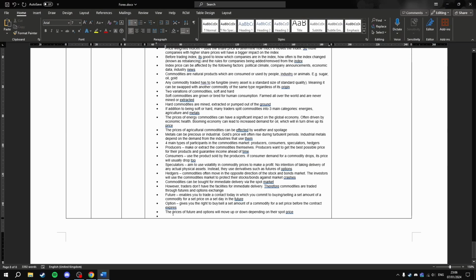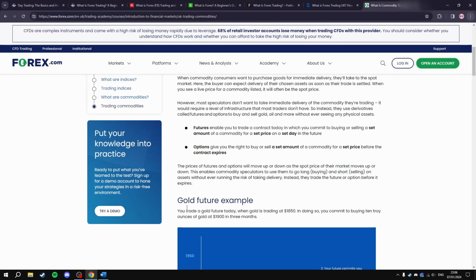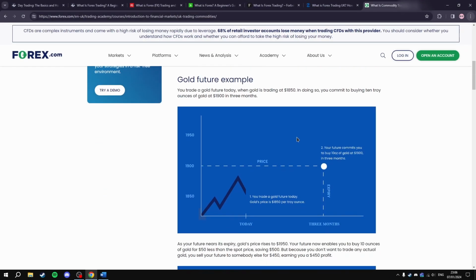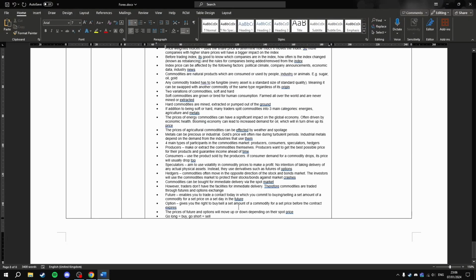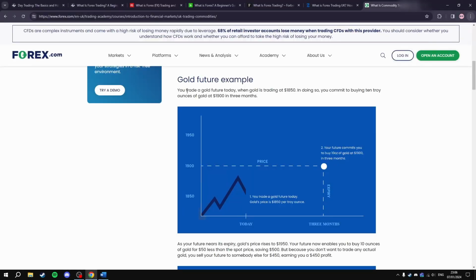So go long equals buy, go short equals sell. Gold future example. So a future is the one where it's a set amount of commodity at a set price on a set date in the future, yep.